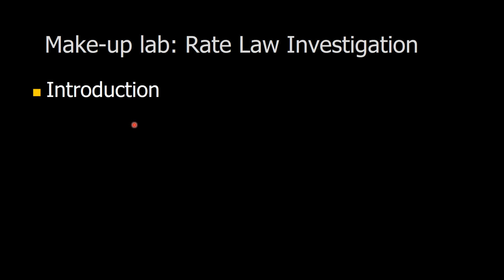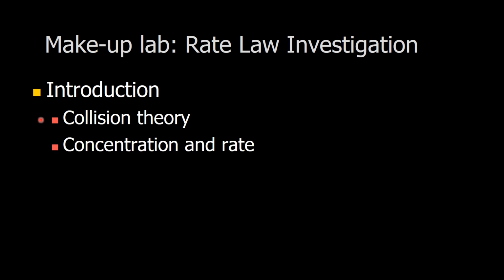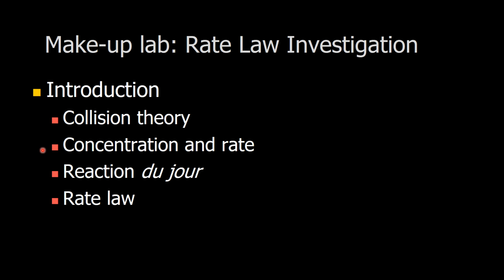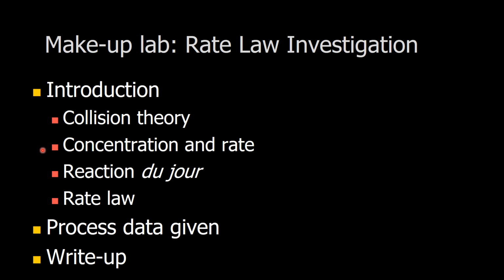So this video is going to have a couple of goals. The first is to give you an introduction on chemical kinetics. Specifically, we're going to talk about collision theory a little bit and how that can be used to explain why reactions occur at different rates. Specifically today, we're going to be looking at how the concentration of reactants affects the rate in the particular reaction that you would have carried out in lab, and then how to derive an equation that explains how the concentration affects the rate, and this is known as a rate law. You'll be given some data to process on a spreadsheet, and then after that you will do a write-up.